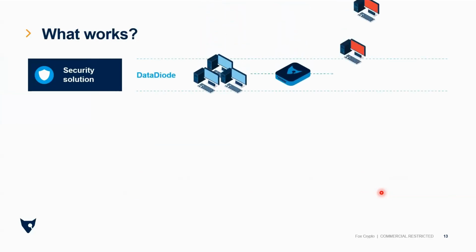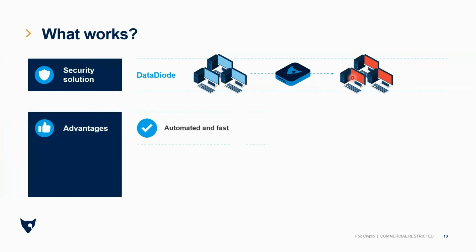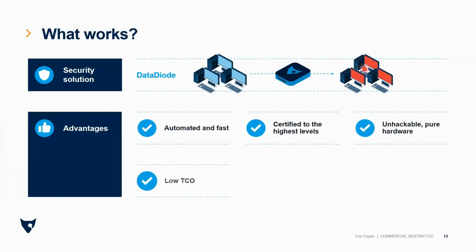Ta-da, there it is, the Fox DataDiode. You can connect both networks, black and red, have a direct connection between the two, and the data diode is making sure that data can only flow in one direction. No data can flow back to the black network. It's 100% guaranteed. So it's automated and fast because you install the diode and it's set and forget. It's sitting there, it's doing its job. Certified at the highest levels. That's why it's used by most governments and NATO organizations, for instance.